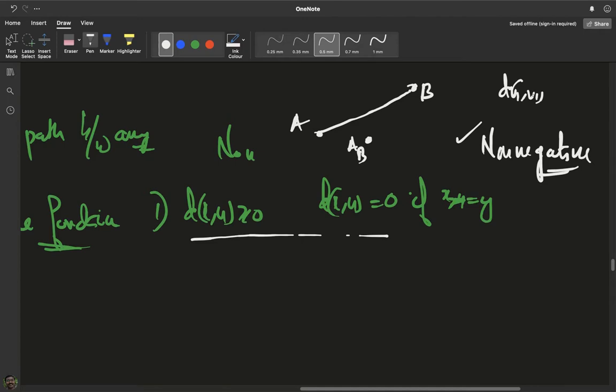The second property of a general distance function is that the distance between a and b and the distance between b and a are just the same. Going from a to b and going from b to a is the same distance. So the property is that distance of x, y will be equal to distance of y, x. That is true in the case of graphs also.